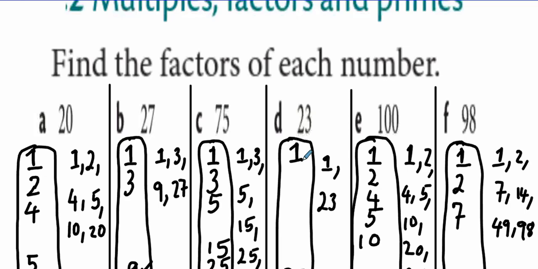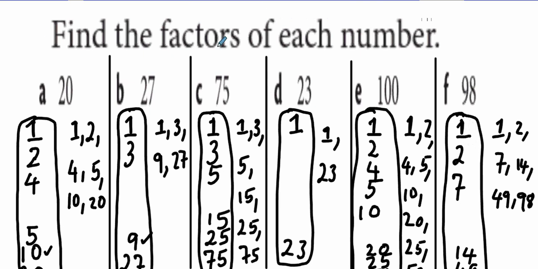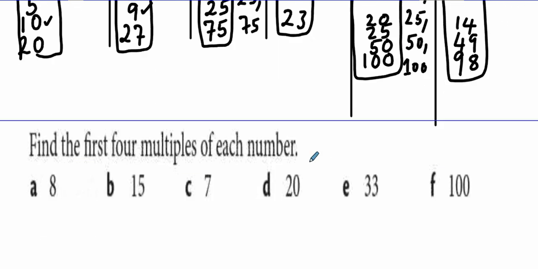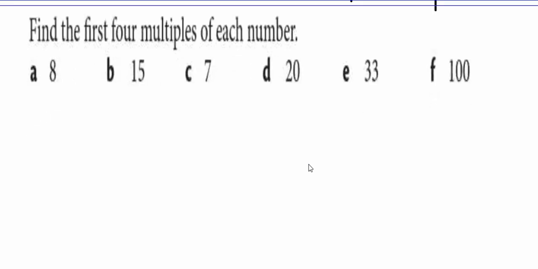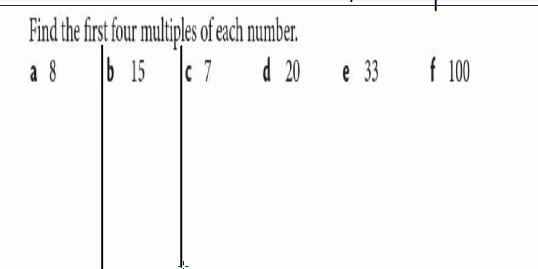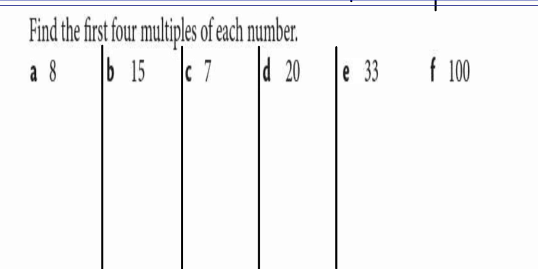Okay, having obtained all the factors of each number over here, let us go to find the first 4 multiples, the multiples of each number. Okay, what is a multiple? A multiple of a number, first of all, the word multiple comes from the concept of multiplication.